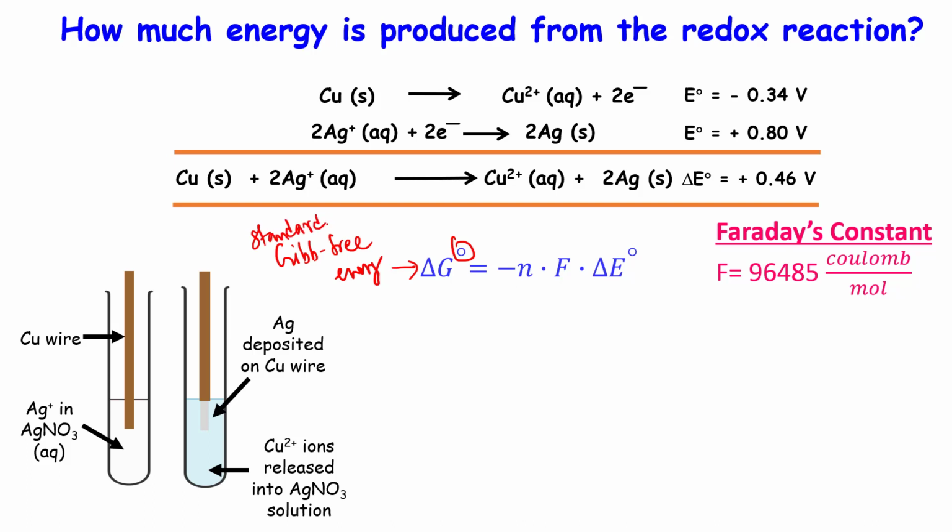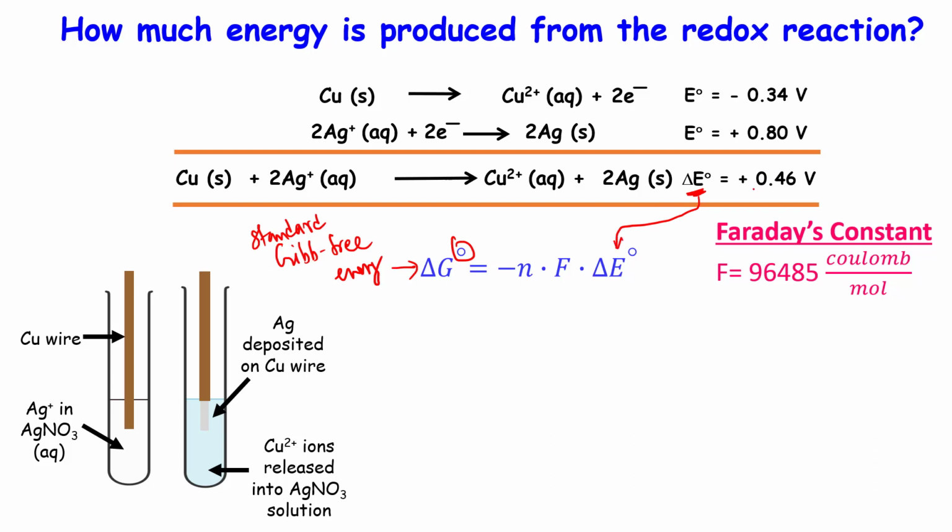And if you want to relate the voltage that you calculated, delta E naught, to this standard Gibbs free energy, then we have to use this equation to do that conversion. The way that works out is delta G naught equals negative n times F times delta E naught, where your delta E naught is the same thing that we calculated over here.